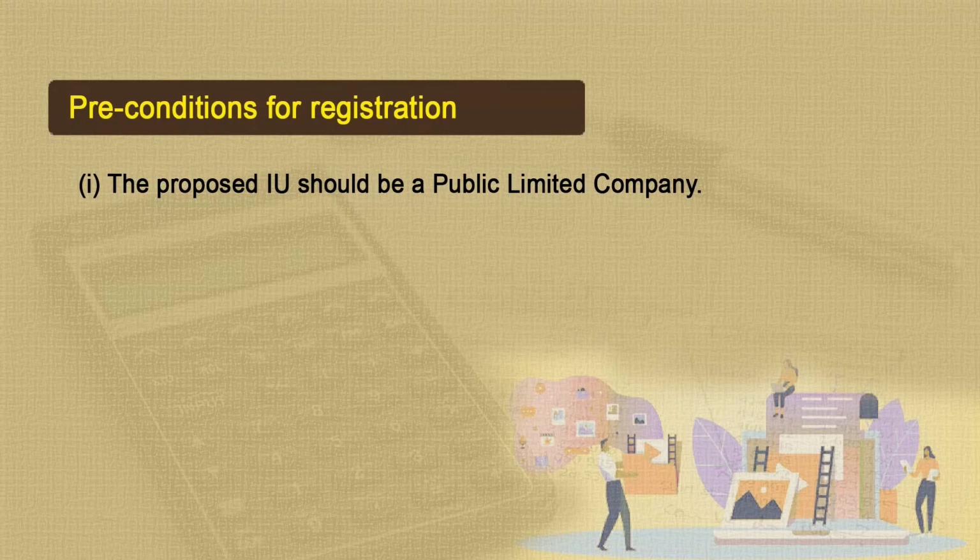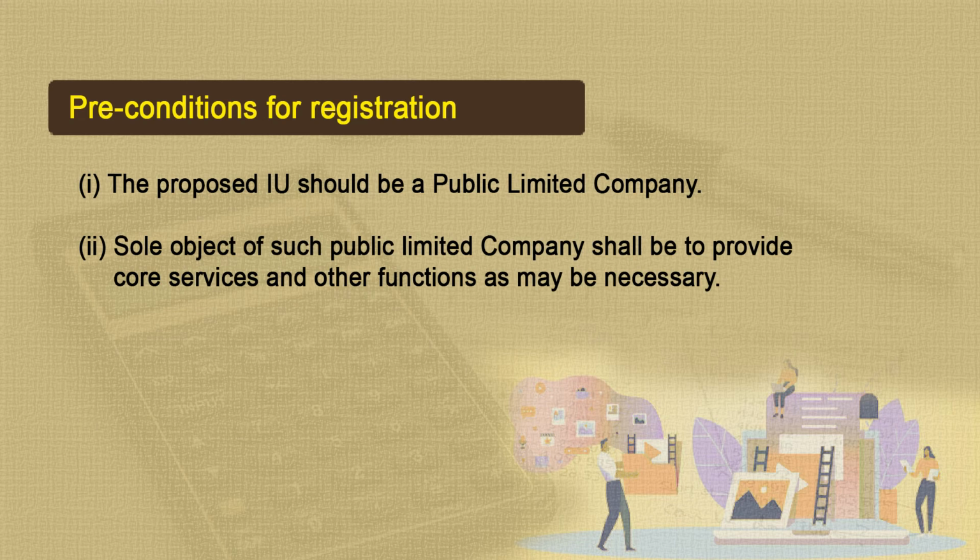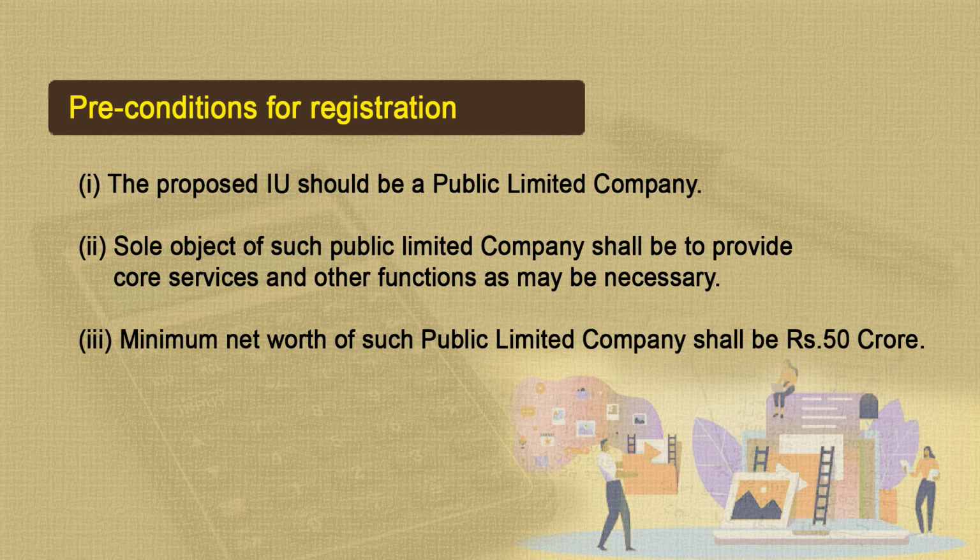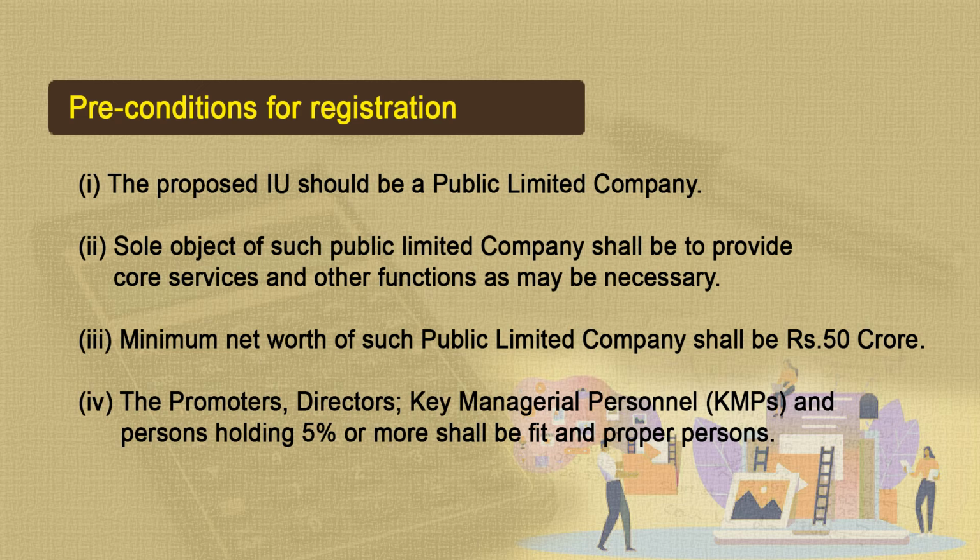Now, what are the preconditions for registration? Number 1, the proposed information utility should be a public limited company. 2, the sole object of such public limited company shall be to provide core services and other functions as may be necessary. And the minimum net worth of such public limited company shall be rupees 50 crore, and the promoters, directors, key managerial persons and persons holding 5% or more share capital of such public limited company shall be fit and proper persons.